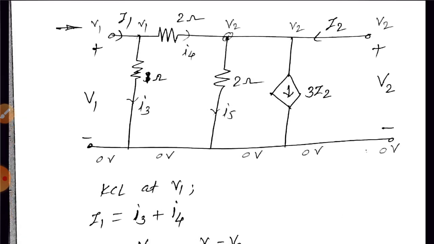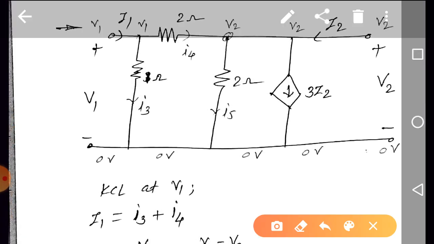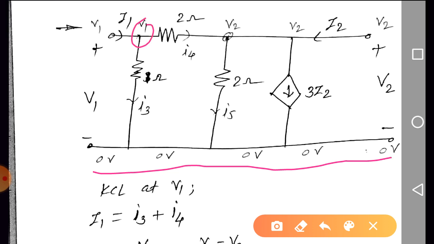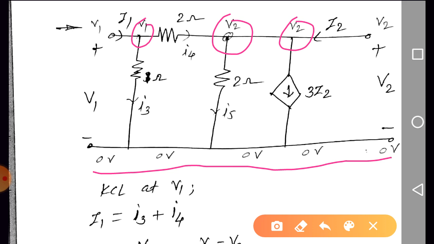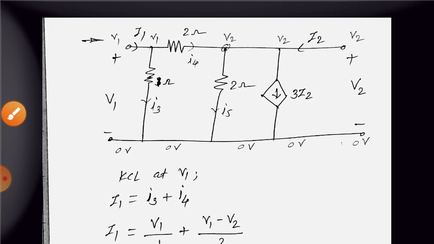Further, we can write that the reference node potential is 0 volt. Here the potential is V1 volt, here the potential is V2 volt, and here it is also V2 volt. We can represent this branch, that is 3 into I2, like this also. Next, consider the branch currents I1 and I2, which are already given. Consider currents here as I3, I4, I5.